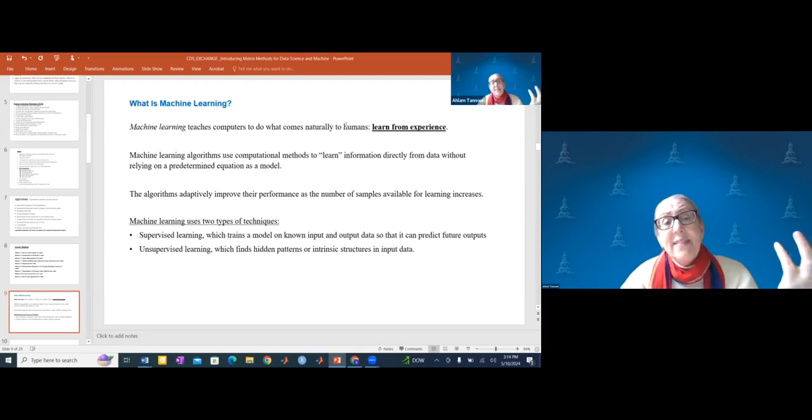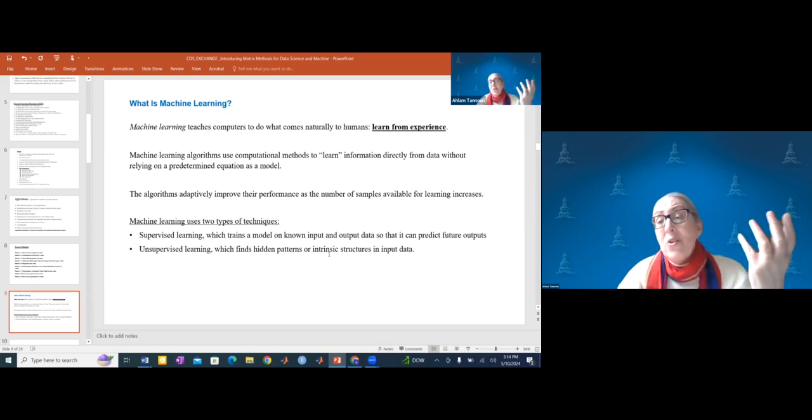I didn't invent that sentence. Most probably I read it somewhere and it stuck in my mind, and I am using it. So this is what I like, learn from experience. We are teaching the machine to do that. And in order to do that, we use two general types of techniques. Maybe there are more: supervised learning and unsupervised learning.